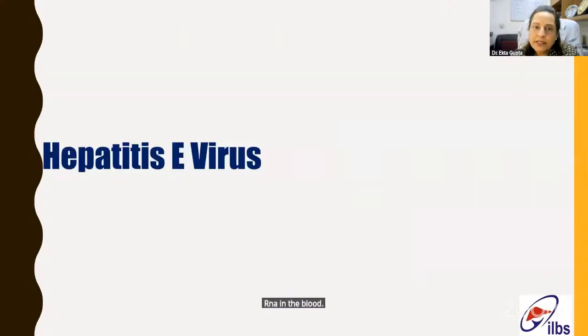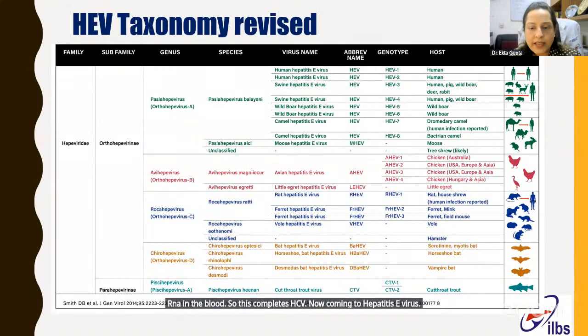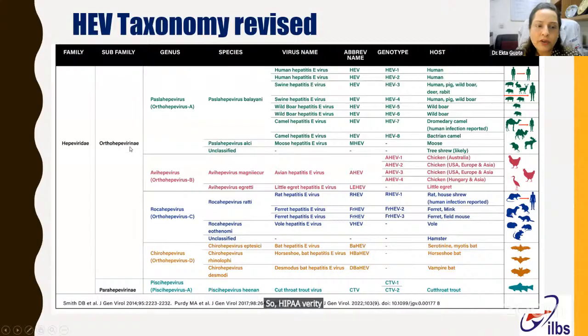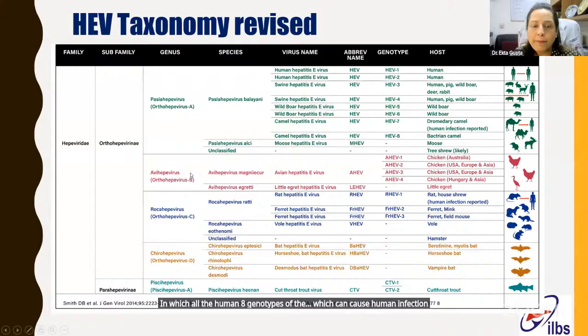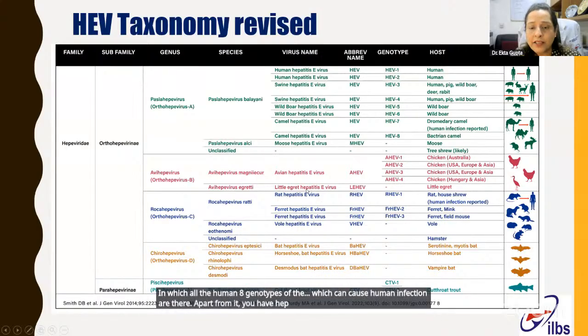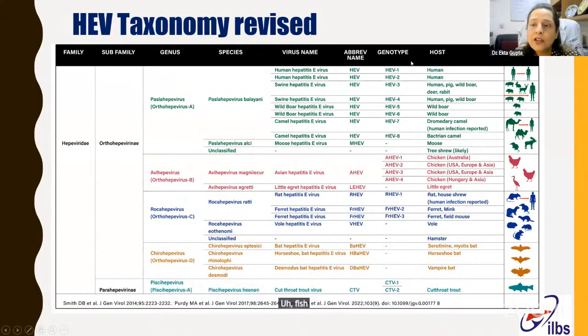So this completes HCV. Now coming to hepatitis E virus. What has changed is the classification or taxonomy of hepatitis E virus. Earlier Hepeviridae, but now it is Orthohepevirinae and Paslahepevirus, in which all the eight human genotypes which can cause human infection are placed. Apart from it, you have hepatitis E virus present in lots of rats, ferrets, fish, etc. So it is present extensively in so many zoonotic species.